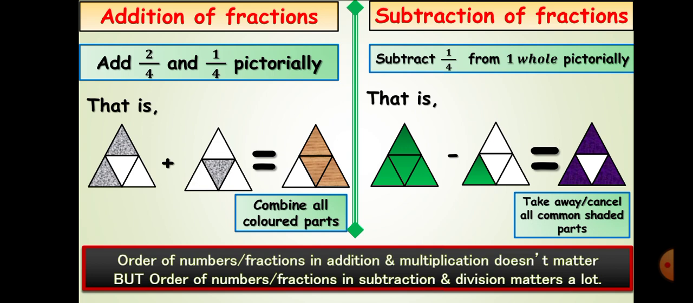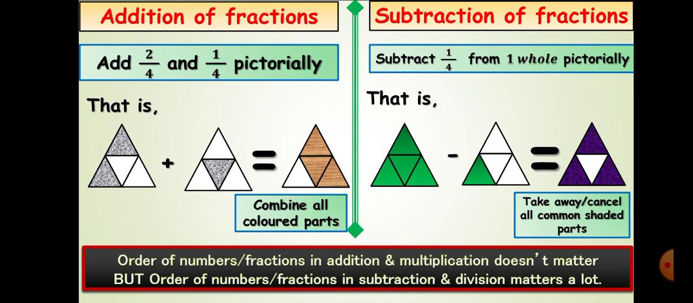So, addition of fractions. Let's do the pictorial addition. You have to add 2 over 4 and 1 over 4 pictorially. Basically you have to make two triangle shapes, each having 4 equal parts. In one, two parts would be shaded, and in the other, one would be shaded. Then you have to combine all the colored parts. This figure gives me 3 over 4, so 3 over 4 is my answer.